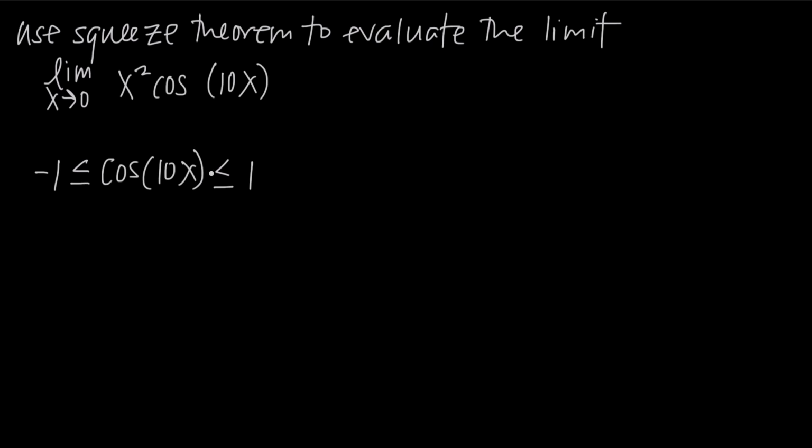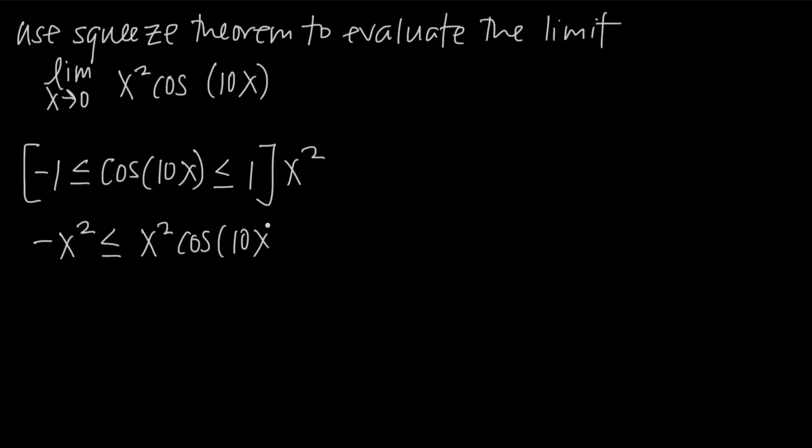But because we have an inequality here, whenever you multiply one value in an inequality, you have to multiply all of the other values in the inequality by that same multiplier. So what we're going to do is multiply this whole thing, multiply through each term, by x squared. When we do that, we're going to get on the left-hand side -1 times x squared, or -x squared. In the middle, we're going to get x squared cosine of 10x, and on the right-hand side we're going to get 1 times x squared, which is x squared.